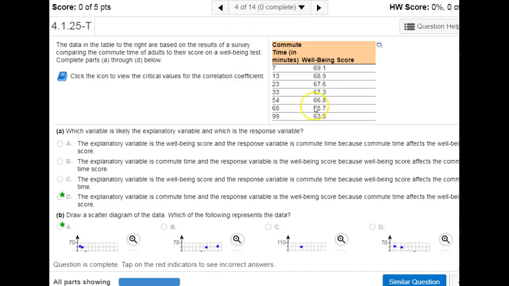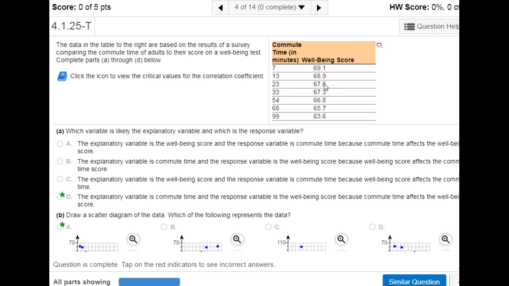For number 4, we're looking at a table of data here comparing the commute time for adults to their well-being score, how overall happy they are in life. And so we're first going to just try to determine which of these could be the explanatory variable and which is the response variable. Now, the explanatory variable is the one that is affecting the other variable. And so commute time would be the explanatory variable because, based on how long you have to drive every day to work, that can affect your overall well-being, your happiness in life. But it doesn't work the other way around.